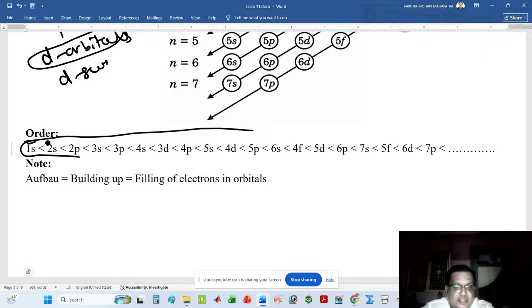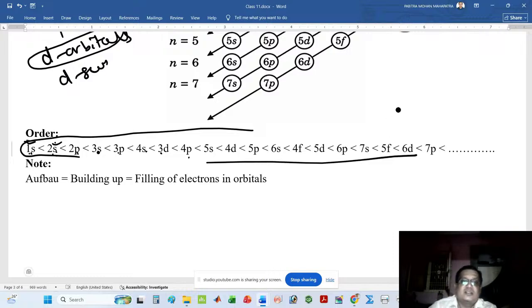1s has the lowest energy, then 2s is greater than 1s, and 2s is smaller than 2p. Again I want to repeat: 1s is smaller than 2s, 2s smaller than 2p, 2p smaller than 3s, 3s smaller than 3p, 3p smaller than 4s, 4s smaller than 3d, 3d smaller than 4p. Like that you can remember this order.